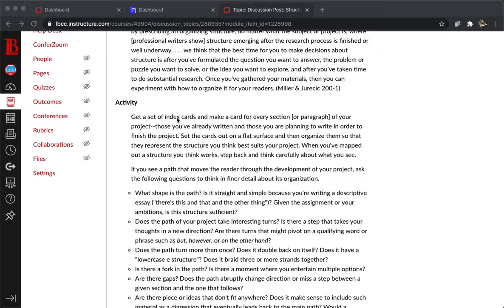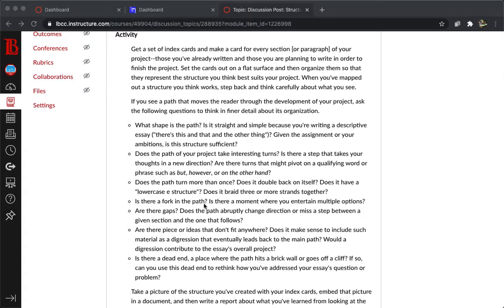And so once you determine a structure that you think best suits your essay, what you think will work the best, then you're going to sit down and respond to these questions to think a little bit more about your essay's organization and the structure of it. Okay, so it's really important that you actually write these responses out.